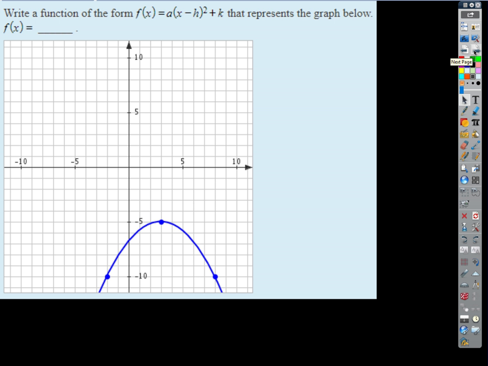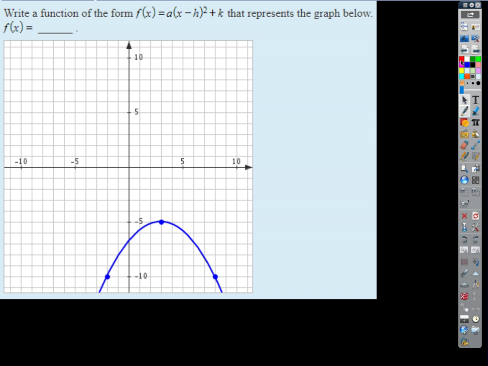Okay. What about this guy? If we want to write this function, this is a question literally taken from Unit 3. But it's been a little while, so let's take a brief review of this. We want to write this function in vertex form. So once again, all we're going to do is figure out what are the values of a and h and k. Well, h and k are simple.